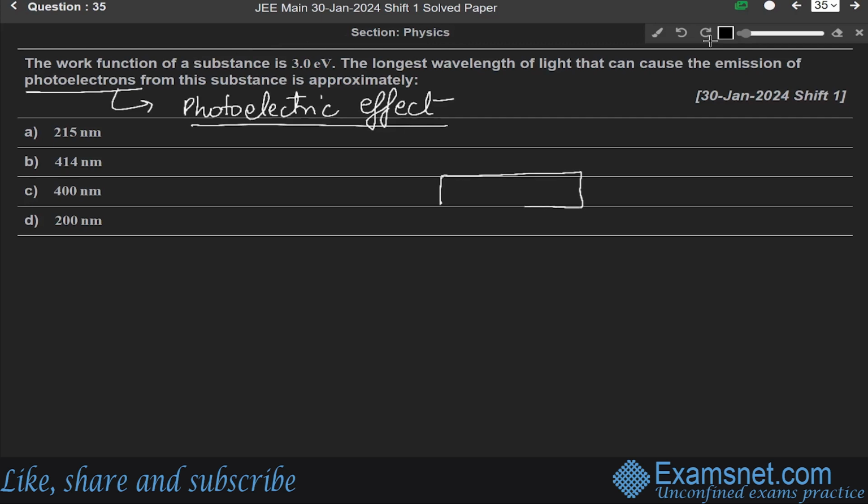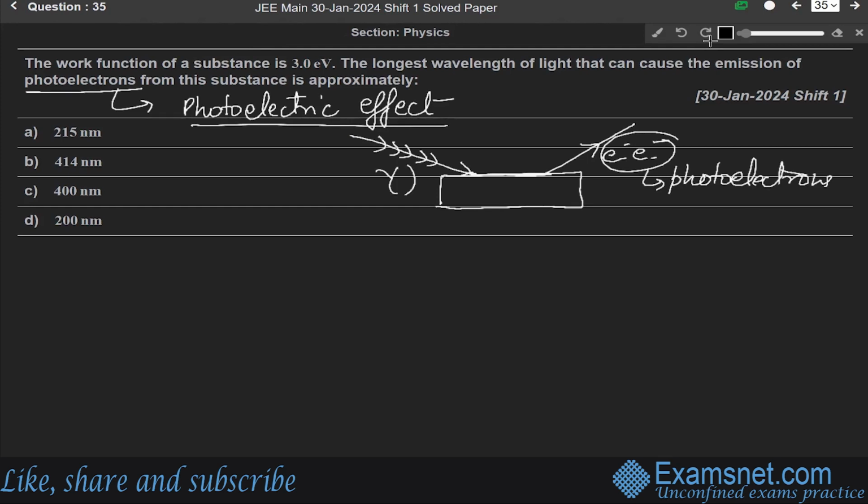Let us say this is a metal surface and the photons are incident on the metallic surface. When the photons are incident on the metallic surface, the electrons are ejected from the surface of the metal. These ejected electrons are called photoelectrons. When photons of sufficient frequency fall on the surface of the metal, the electrons are ejected from the surface, and these electrons are called photoelectrons.